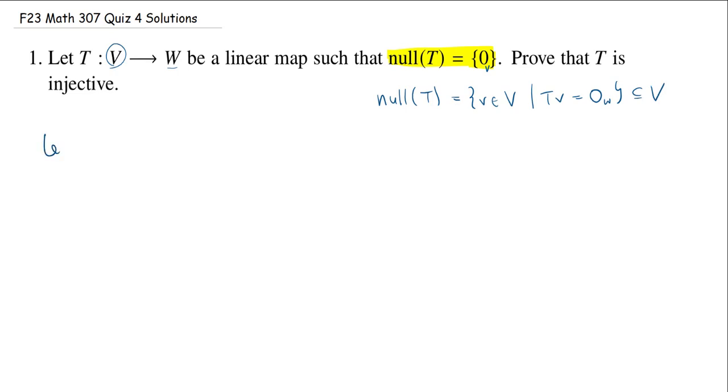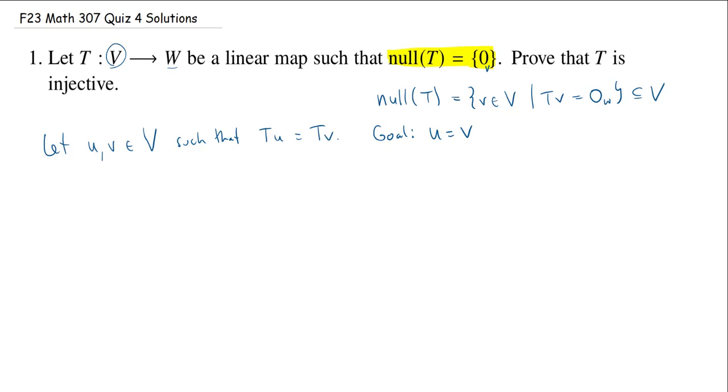So we're going to let, say, u and v be in the vector space V, such that T(u) and T(v) are equal. So u and v have the same image. This shouldn't happen with an injective function unless u and v are the same. So that's our goal. Our goal is to show that u is equal to v.